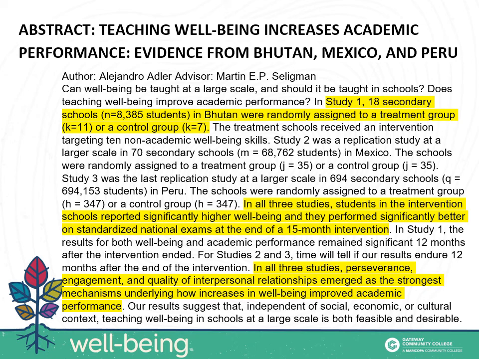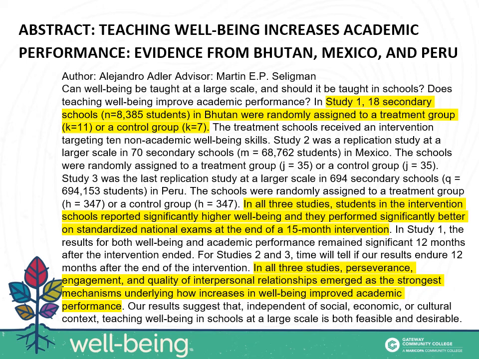And in all 3, the students in the intervention schools reported significantly higher well-being. So the effect size was big, and they performed significantly better on national exams. So in all three studies, perseverance, engagement, and quality of interpersonal relationships emerged as the strongest mechanisms that trigger that higher well-being and the higher performance on the tests.